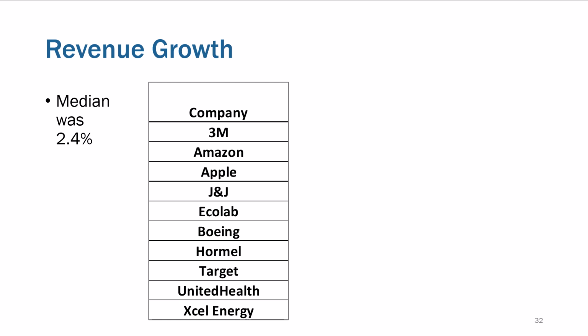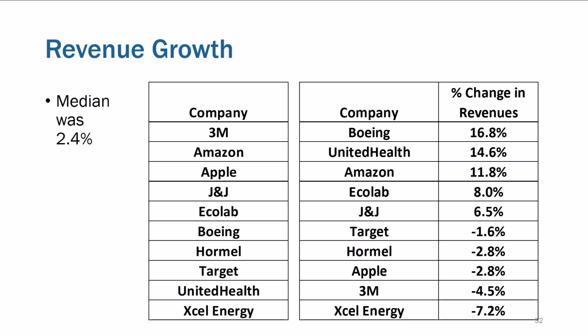Which of these over the last year has grown revenues the most? Here's your list. Boeing grew them the most, then United Health, then Amazon. The struggling ones at the bottom, you can see Apple, 3M, and Xcel Energy.